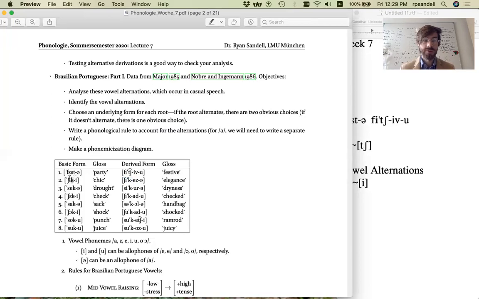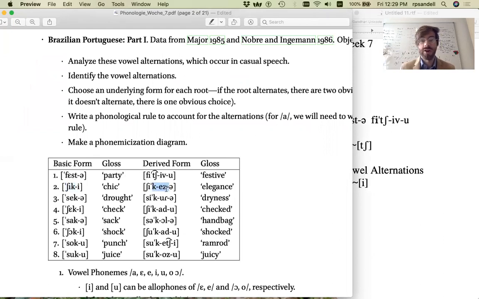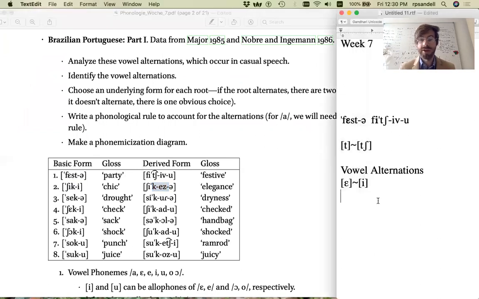Insofar as we've identified the correct morphological structure, and we know that this is a root, we see that this root isn't undergoing any alternations. The position of the stress changes here: in the basic form, the stress is on the first syllable. In the derived form, it's on the second syllable, so no longer on the vowel that belongs to the root. But other than that, the form remains the same.